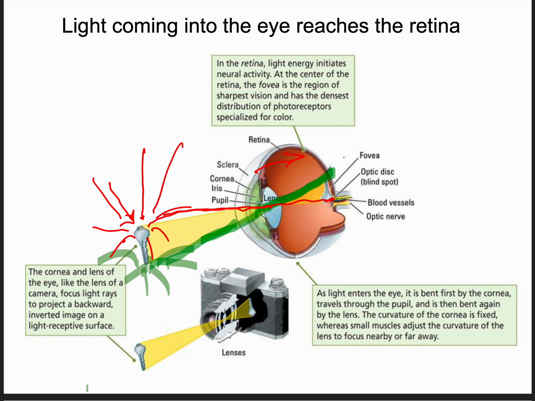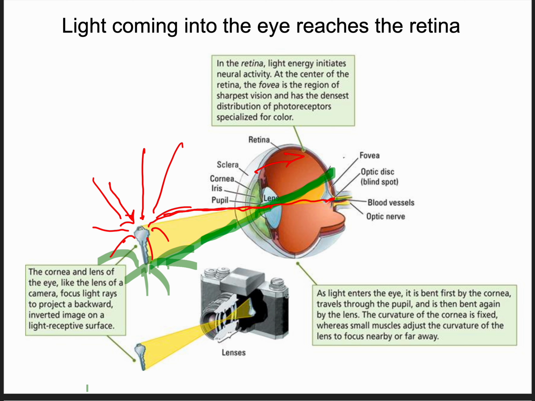In the retina, light energy initiates neural activity. At the center of the retina, the fovea is the region of sharpest vision and has the densest distribution of photoreceptors specialized for color.